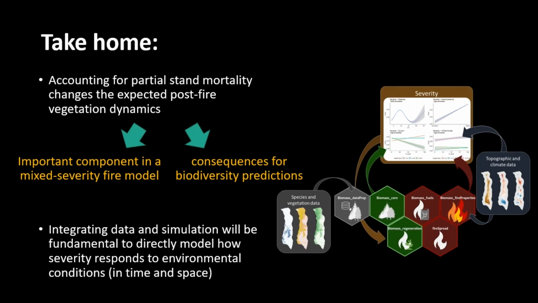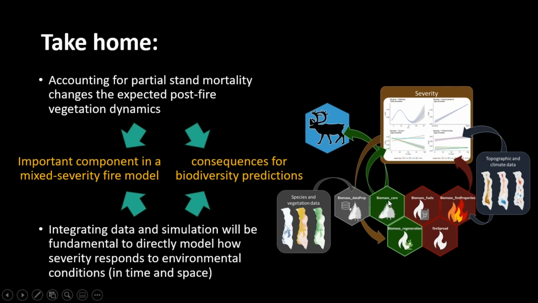And then the next message is that it'll be fundamental to integrate data and simulation so that we can directly model how severity responds to environmental conditions, both in time and space. And again, this will be not only important in a simulation context, but for how we predict changes in biodiversity. And I put a little arrow here, it's like, well, maybe we could even connect this to, say, a caribou model that will respond to these components.